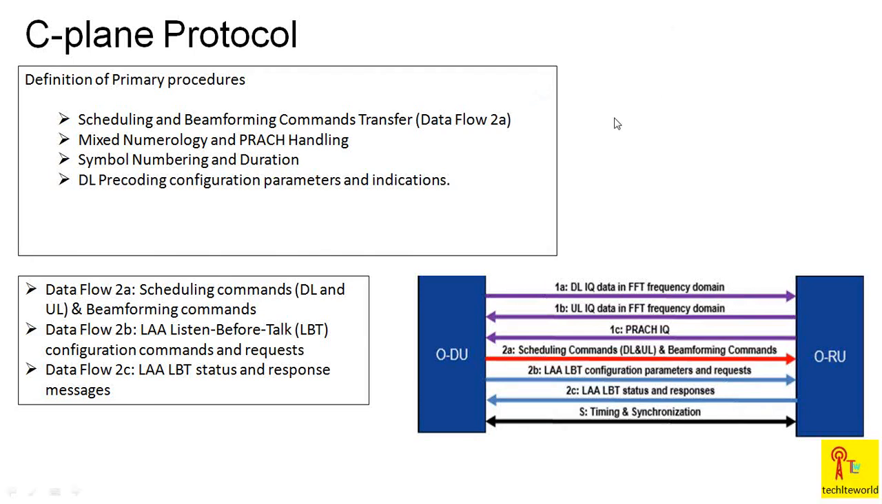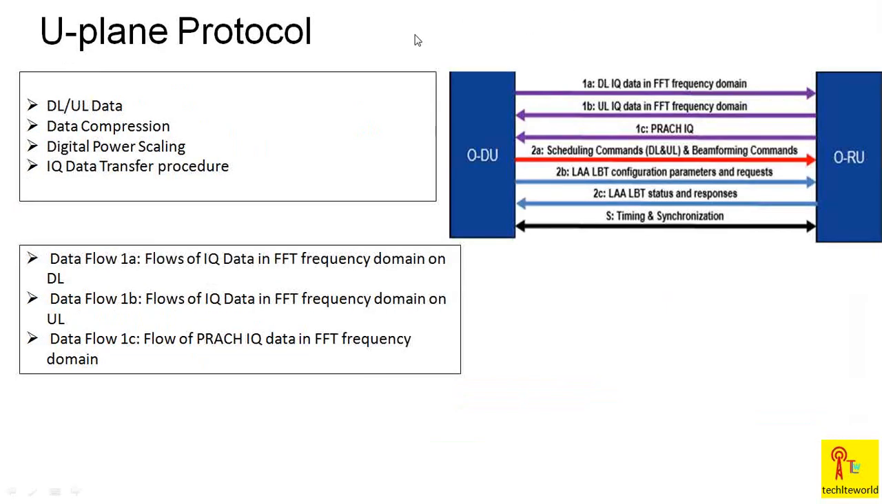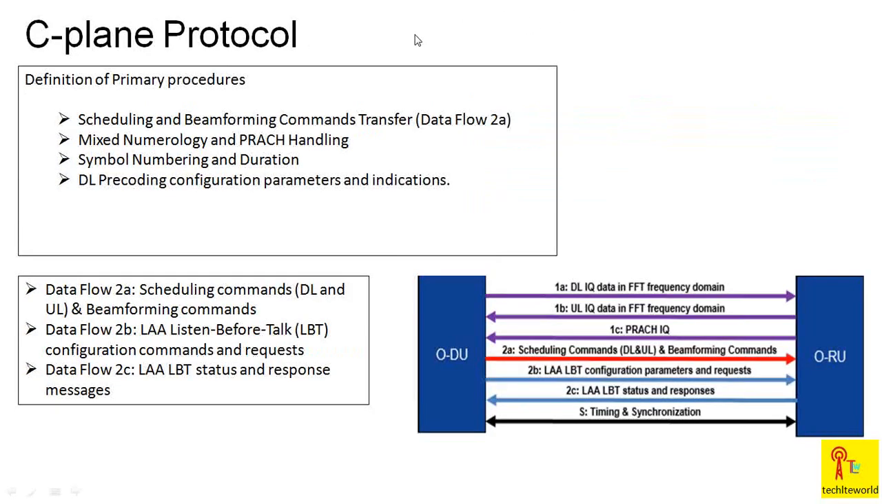The C plane protocol basically manages the data from RU to DU, from DU to RU. So there are different works for C plane, like scheduling and beamforming command transfer, mixed numerology and PRACH handling, symbol numbering and duration, DL precoding configuration parameter and indication.